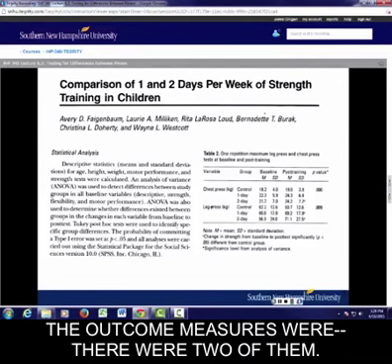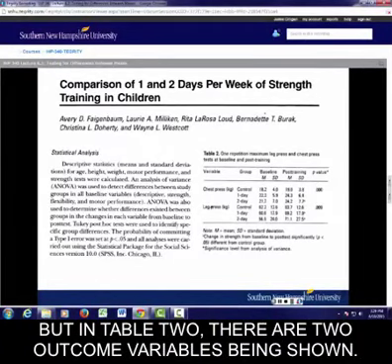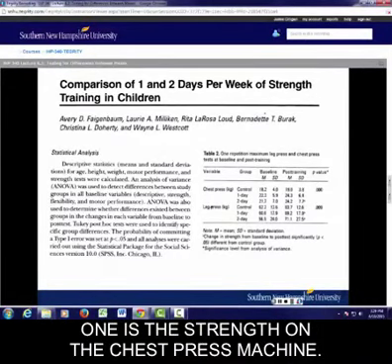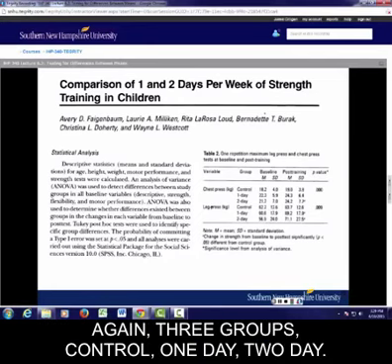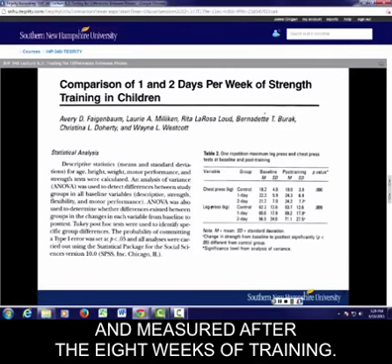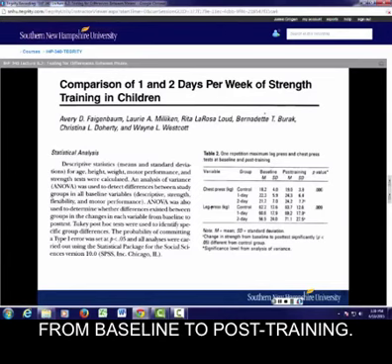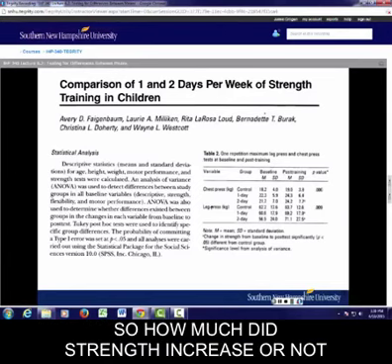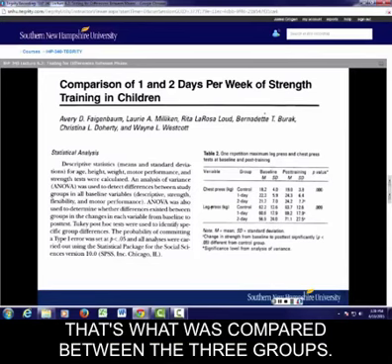The outcome measures there were 2 of them. Well, if you actually read the paper, there were more than 2, but in Table 2, there are 2 outcome variables being shown. One is the strength on the chest press machine, and the other is the strength on the leg press machine. Again, 3 groups: control, 1 day, 2 day. These kids were measured at baseline and measured after the 8 weeks of training. But what was compared here was the change from baseline to post-training. So how much did strength increase or not over the course of the training? That's what was compared between the 3 groups.